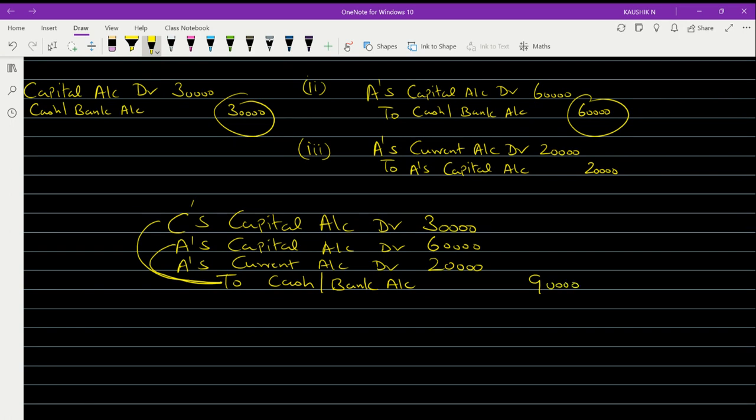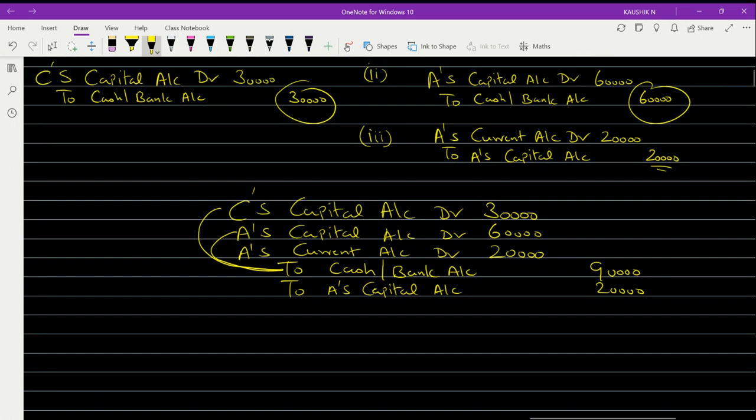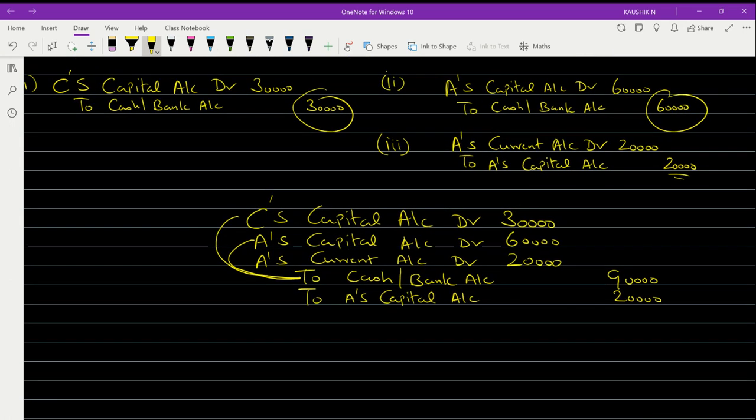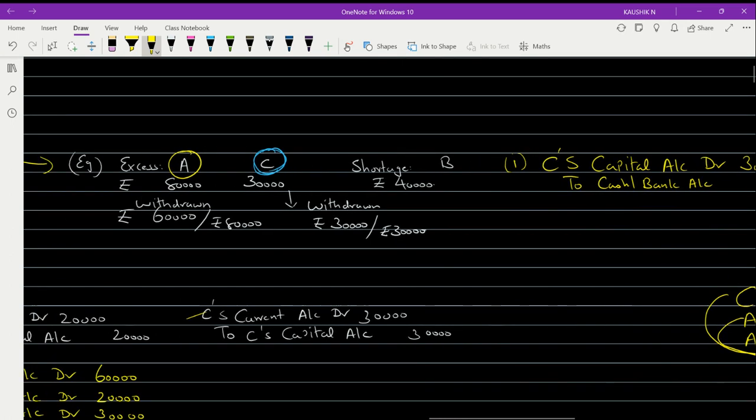Okay, and then A's capital account. Okay, to A's capital account, this 20 should be recorded. So thereby this will be the combined entry. So if you see here, minimum two accounts are affected, but more than two accounts are getting affected in this journal. Clear? The three different cases.